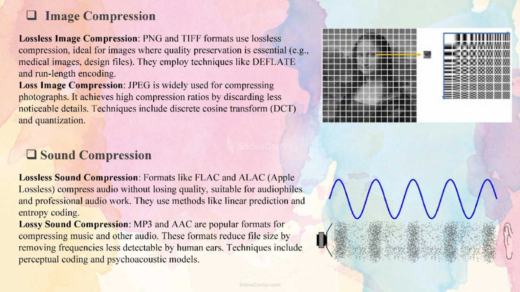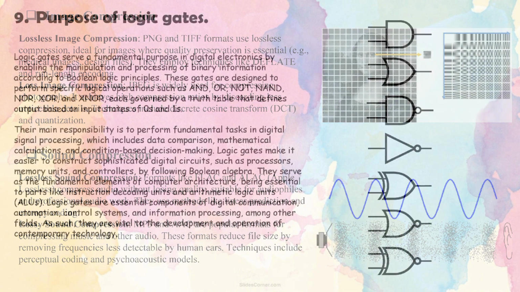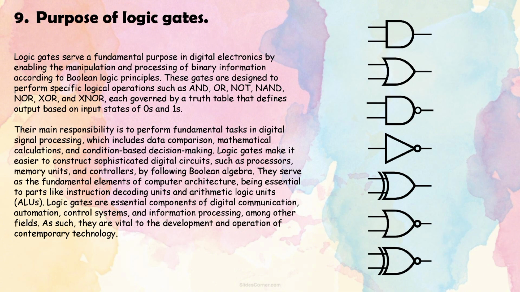Lossy sound compression. MP3 and AAC are popular formats for compressing music and other audio. These formats reduce file size by removing frequencies less detectable by human ears. Techniques include perceptual coding and psychoacoustic models.